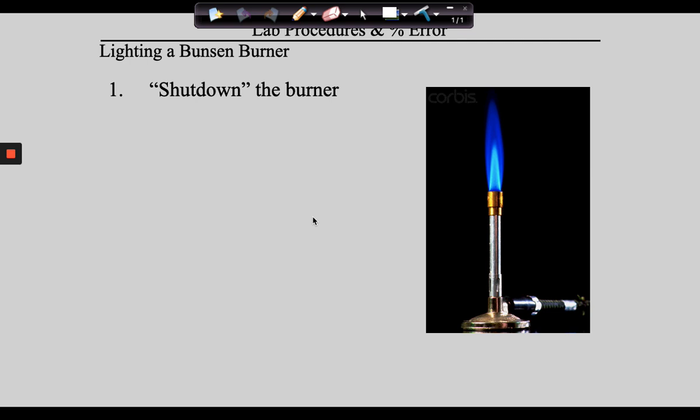So you may want to make note to yourself that there's two things you're shutting down: the valve and the vents, which conveniently both begin with V. And that all works out great. Now guys, the next thing that you're going to do is turn on the gas tap to your burner.